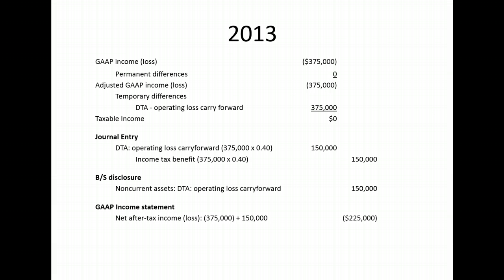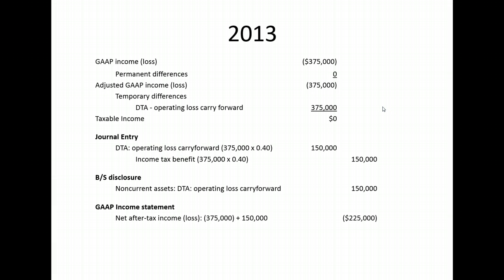And then our GAAP income statement is going to show a net loss of $225,000. We have a $375,000 operating loss plus the income tax benefit, that negative income tax expense. So we're adding back to our operating loss, or reducing our operating loss, because of this income tax benefit that we will be receiving at some point in the future. So the GAAP income statement is going to show a net loss of $225,000. Okay, so let's move on.